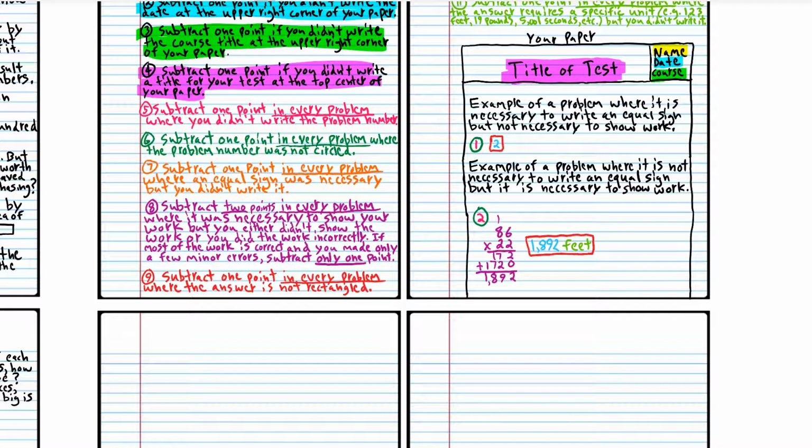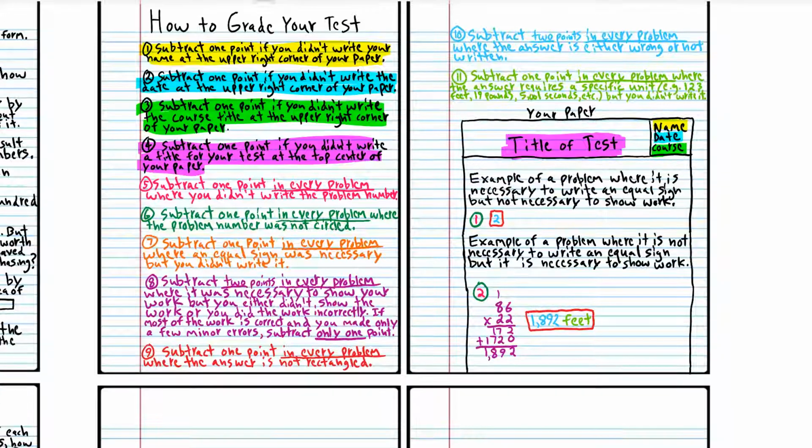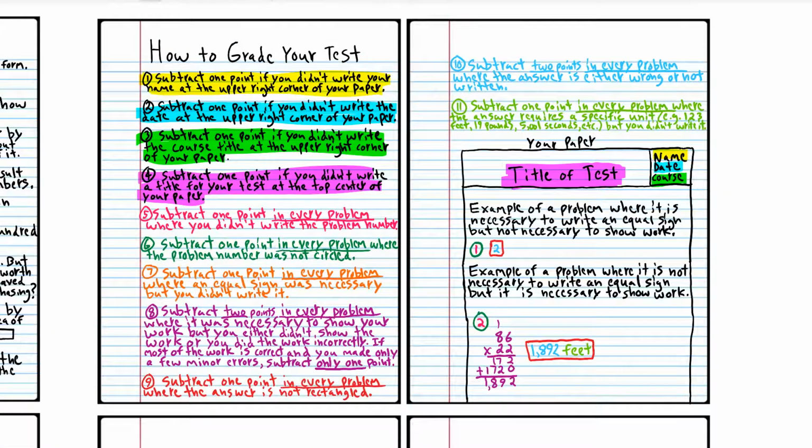Number 9, subtract 1 point in every problem where the answer is not rectangled. So I want you to rectangle all your answers. But again, as you can see in this problem, work was not required. Number 10, subtract 2 points in every problem where the answer is either wrong or not written. So the answer needs to be written and it needs to be correct.